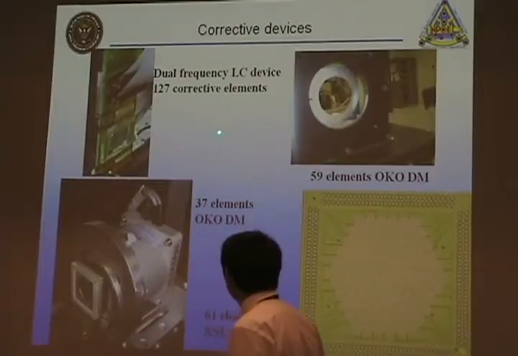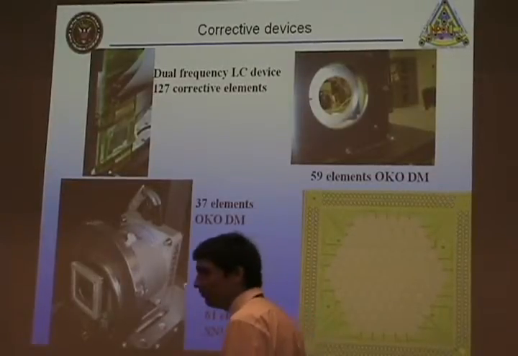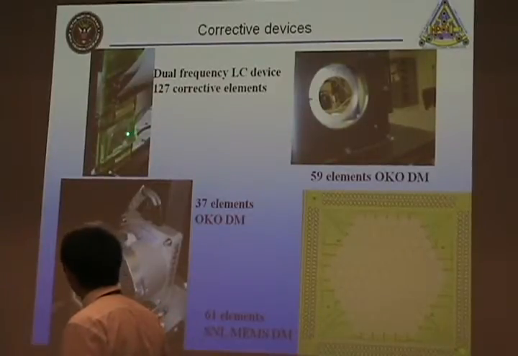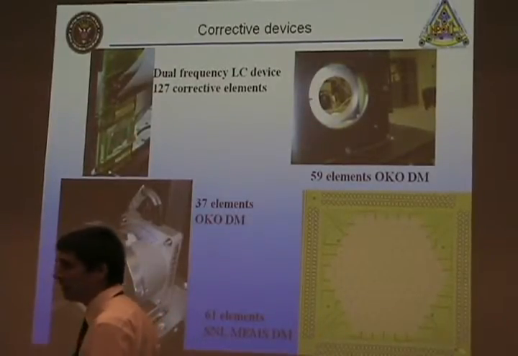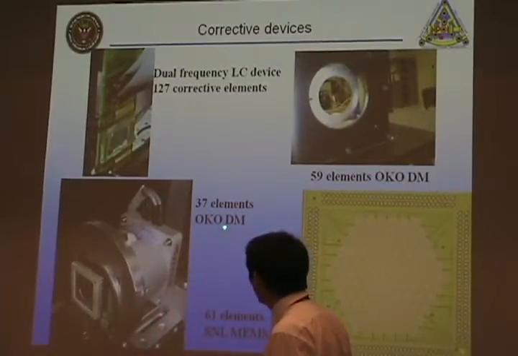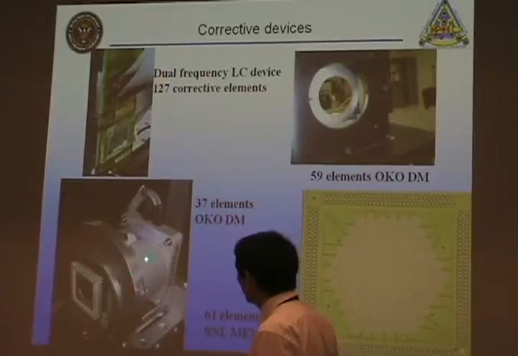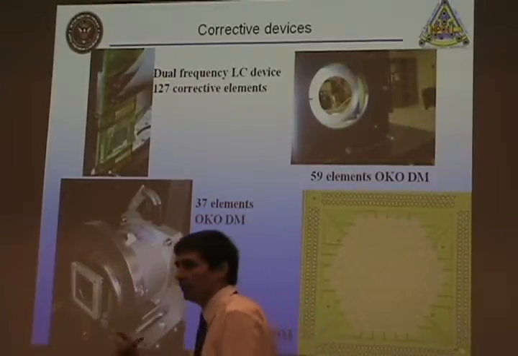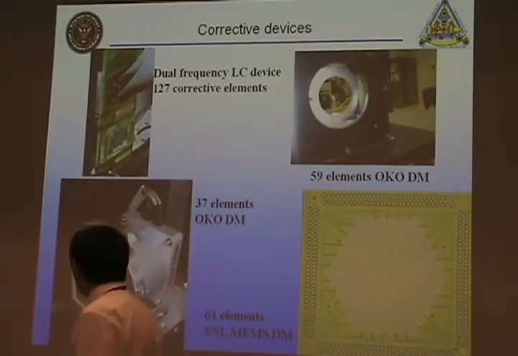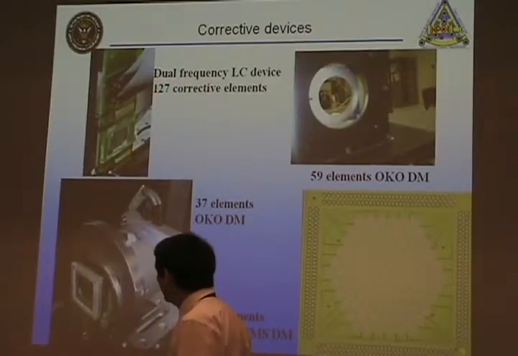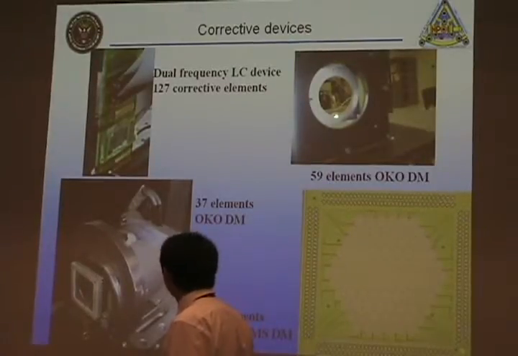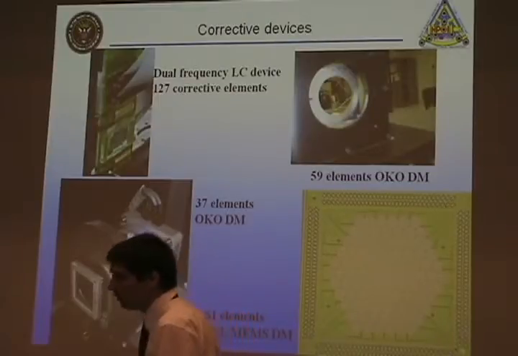Right. Some of these are basically devices that we've been using and have access to. This was the dual frequency device, in which the aperture is about an inch in diameter. This is the OKO 37 element device that is mounted on a tip tilt stage, so you can have the tip tilt and the DM on the same stage. The diameter of this mirror is about 15 millimeters, and this is a 57 element device that has a diameter of 30 millimeters.